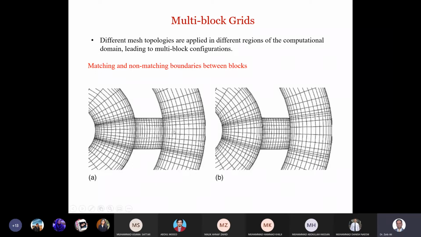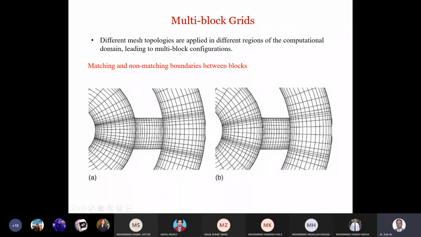Matching boundary means that, for example, here, this is one block, this is another block, and this is another block. So three blocks, so they are multi-block. Each block has its own mesh. Then at the boundary of these blocks, or at the interfaces, there is a one-to-one matching of nodes across the boundary. This is called a matching boundary mesh.